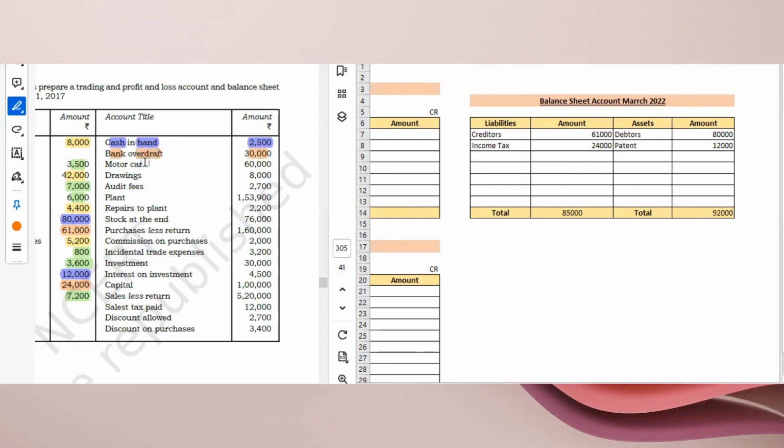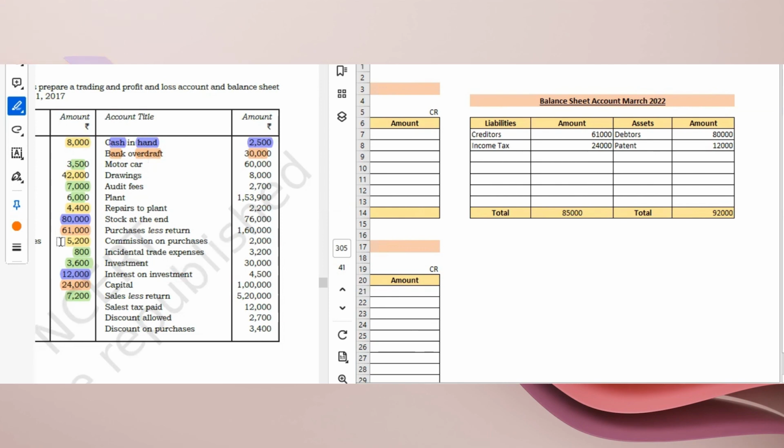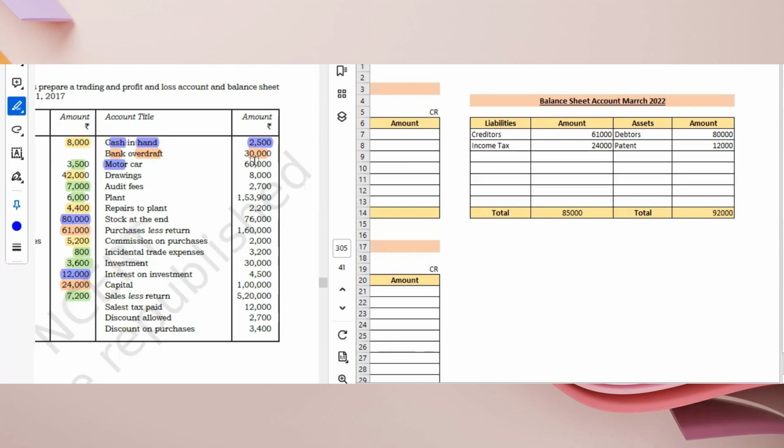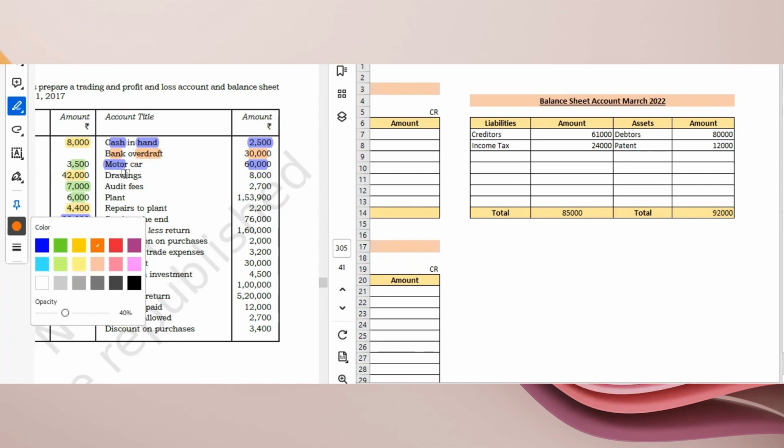So motor car, you have purchased an asset for your company. Motor car may be used for many purposes, for office purpose and anything. So it is an asset for us. So you mark it as an asset. Drawings is your liability. So this is a proprietor company. He is taking some amount from your company. He has invested capital, right? So he has to take some out of his capital. So this amount is considered as a liability to the company. It's simple. Just mark it as such.